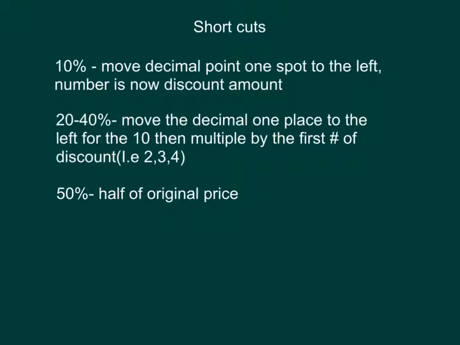When you do that, you can also calculate the 20 to 40% range because you move that decimal one place and then you just multiply the number in your head by 2, 3, or 4, depending on if it's a 20%, 30%, or 40% discount. And then 50% is always half of the original price. So if it says that something is $20 and it's 50% off, you're going to pay $10 plus tax at the register.